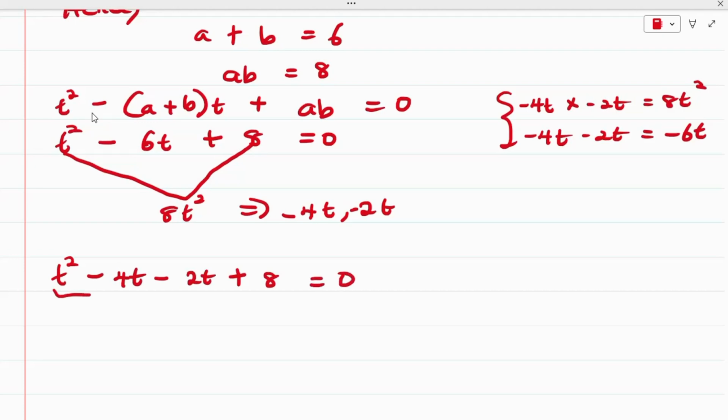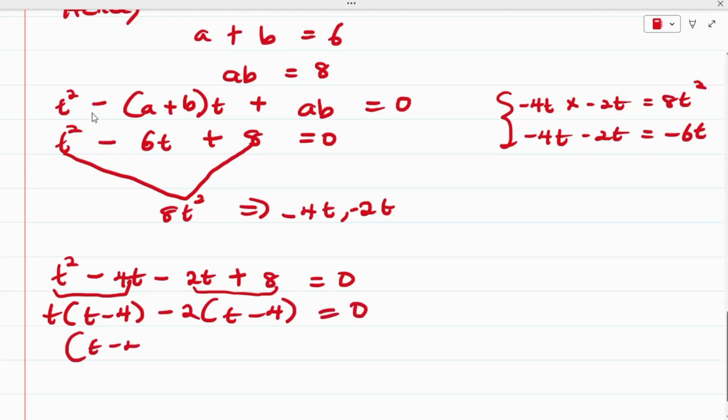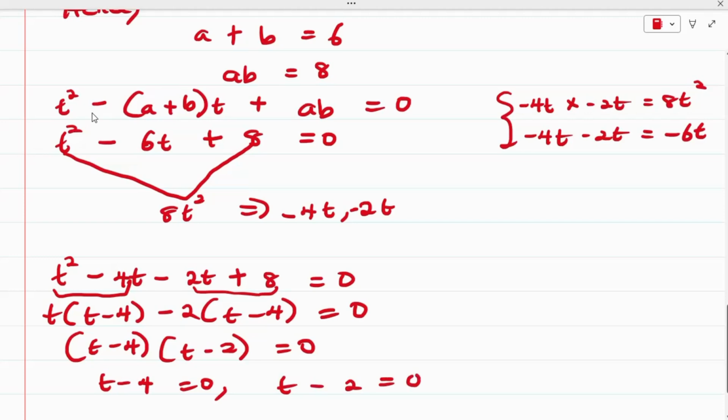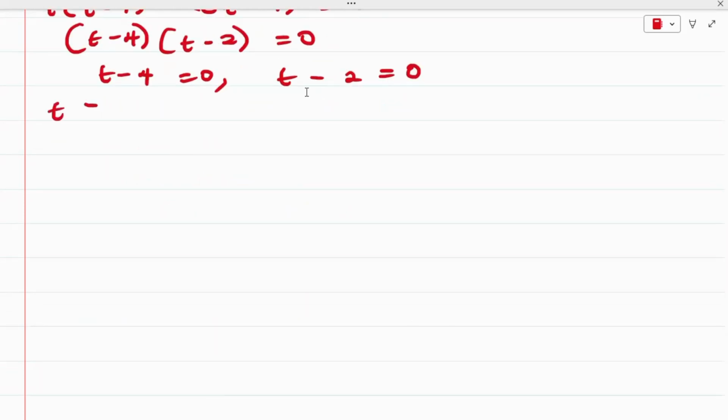So if we factor out the first two terms, we have t to be common, so we have t minus 4 left. If we factor out the last two, we have minus 2 to be common, and we have t minus 4 left, and this is equal to 0. So we have t minus 4 multiplied by t minus 2 equals 0. So t minus 4 is equal to 0, and t minus 2 is equal to 0. So we have t is equal to 4 and t is equal to 2. So therefore we can say a is equal to 4 and b is equal to 2.